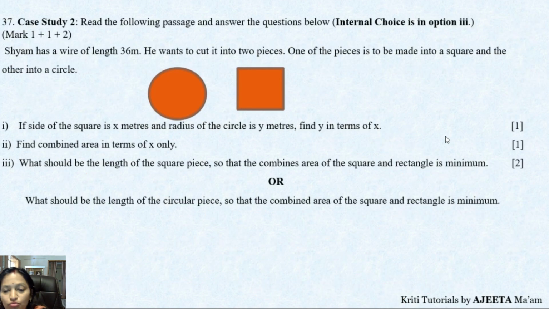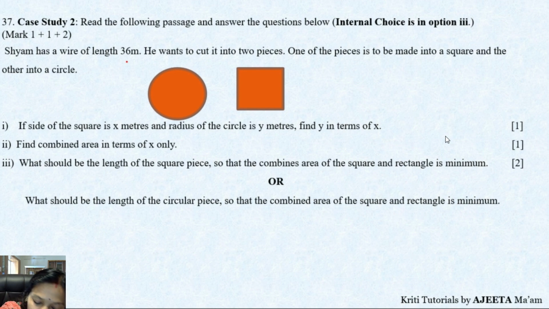Now here this is the question which is based on application of derivatives. So we have a wire of length 36 meters. He wants to cut it into two pieces, one of a square and the other of a circle. Now side of the square is x meters and radius of the circle is y meters. Find y in terms of x. Combined area also we have to find, and we have to find the length of the square piece or circular piece. It's a choice over there. First two are compulsory to be attempted.